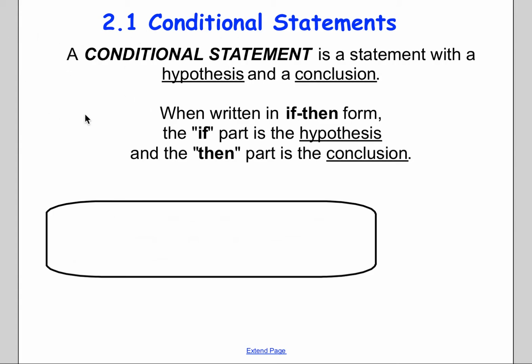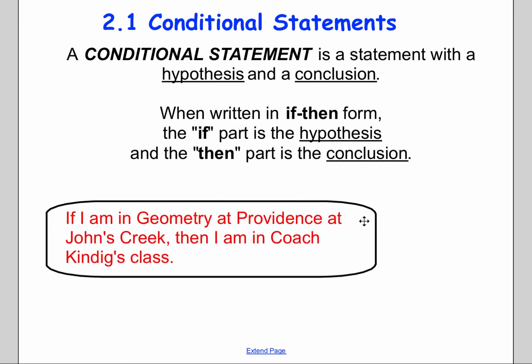So here you'll see the definition of a conditional statement, and you can add this to your definition sheet. But a conditional statement is a statement with a hypothesis and a conclusion. They're written in if-then form. The if part is the hypothesis, and the then part is the conclusion. For example, here is a statement, and this statement says, if I am in geometry at Providence at Johns Creek, then I'm in Coach Kindig's class.